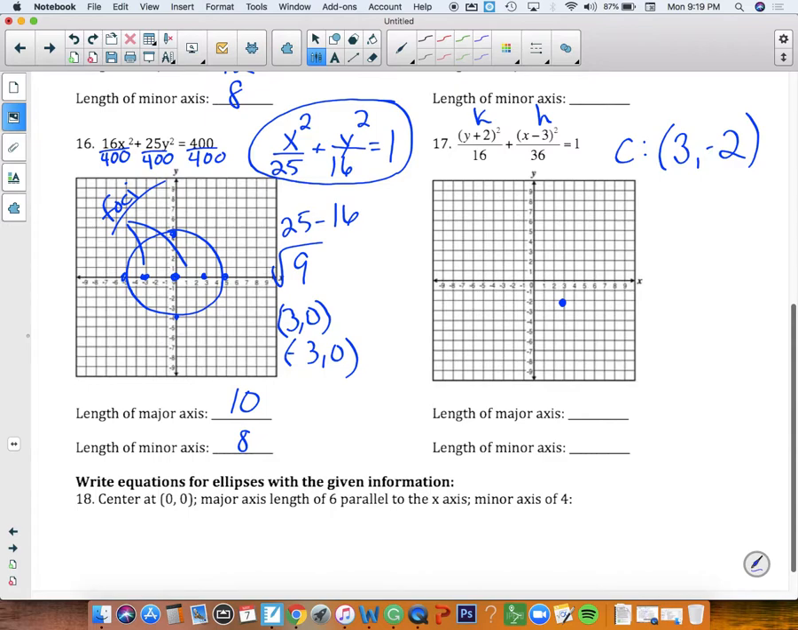And then I need to use the number underneath the x to get me my distance from the center. So I go 6 out, so 1, 2, 3, 4, 5, 6. Okay, that's to the right. I go 6 to the left. That's my major axis, so it's 12 units. And then I go 4 up, 4 down. That's my minor axis, so it's 8 units. I'm going to draw my ellipse.